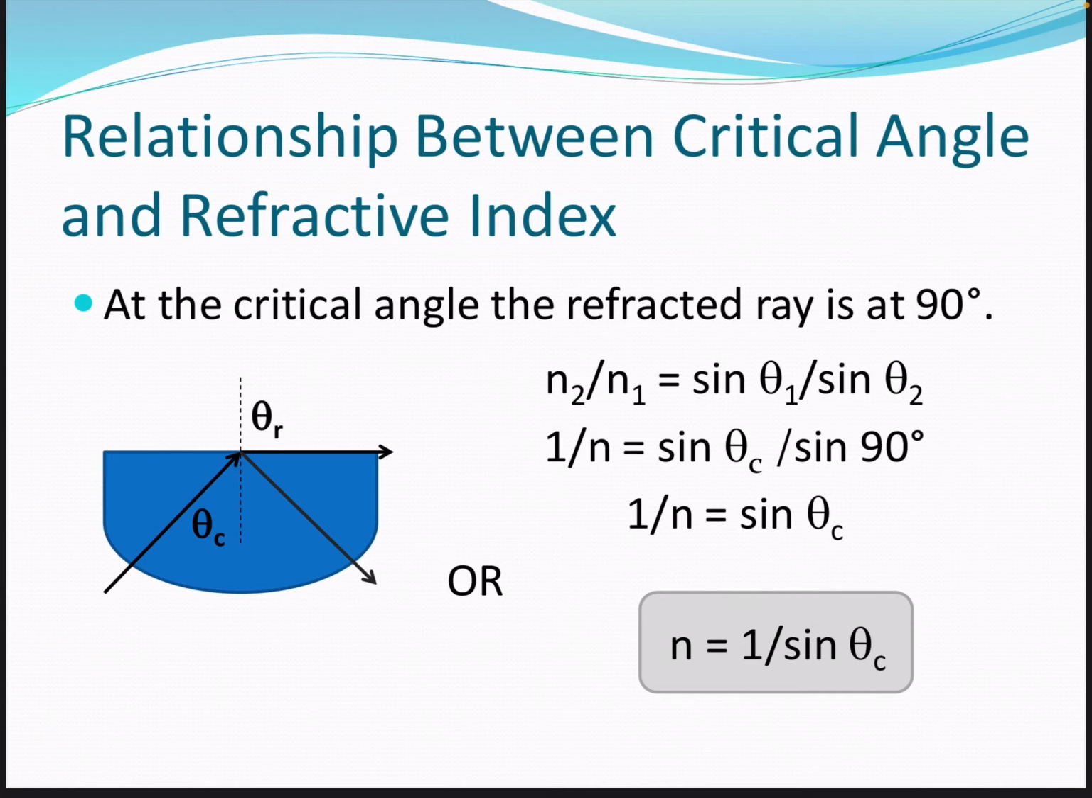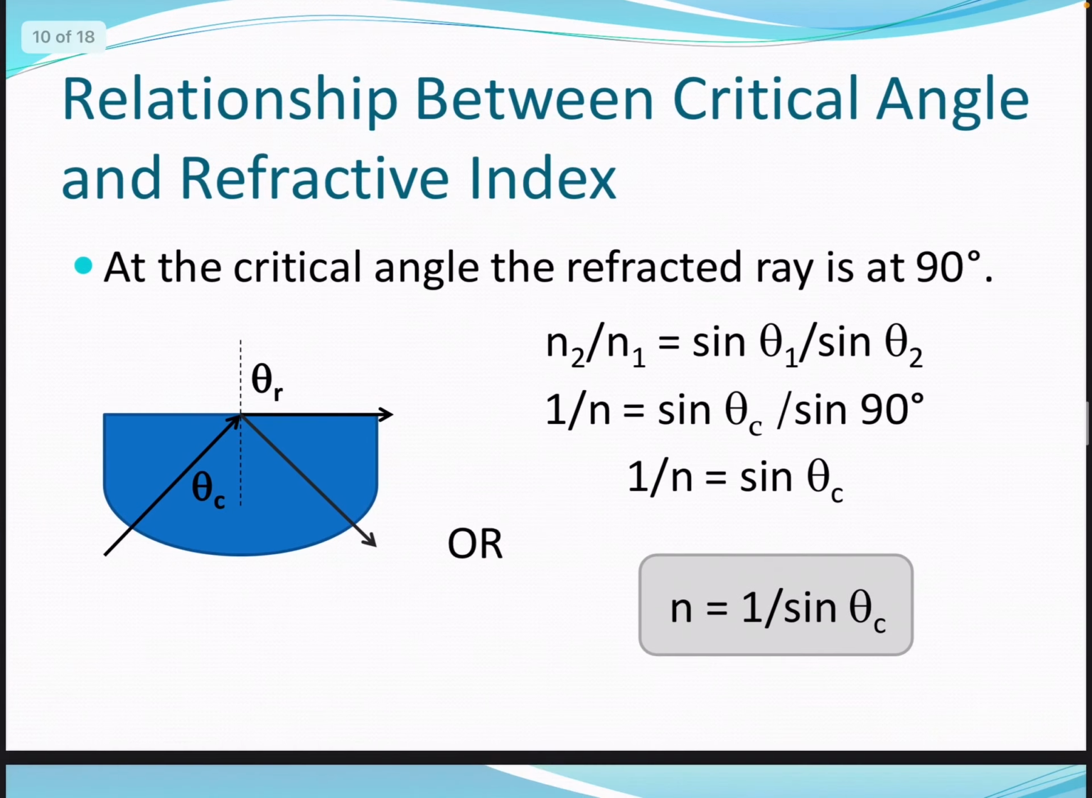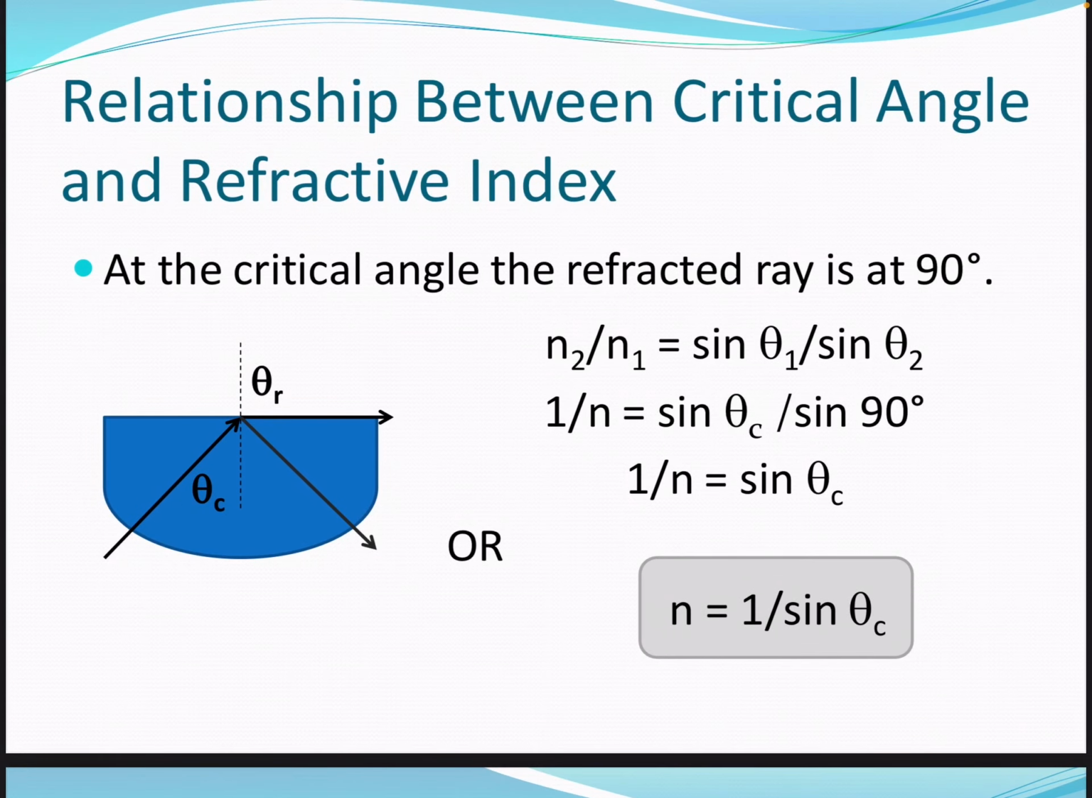So N2 over N1 is equal to sine theta 1 over sine theta 2, which is just our Snell's law. Stick the numbers in: 1 over N1 is equal to sine theta, and we've changed it to C rather than 1, because we're looking at the point at which it's the critical angle, divided by sine of 90. Rearrange that, and we end up with N equals 1 over sine of the critical angle, so that we can work out the refractive index. If we know the critical angle, we can work out the refractive index and vice versa.